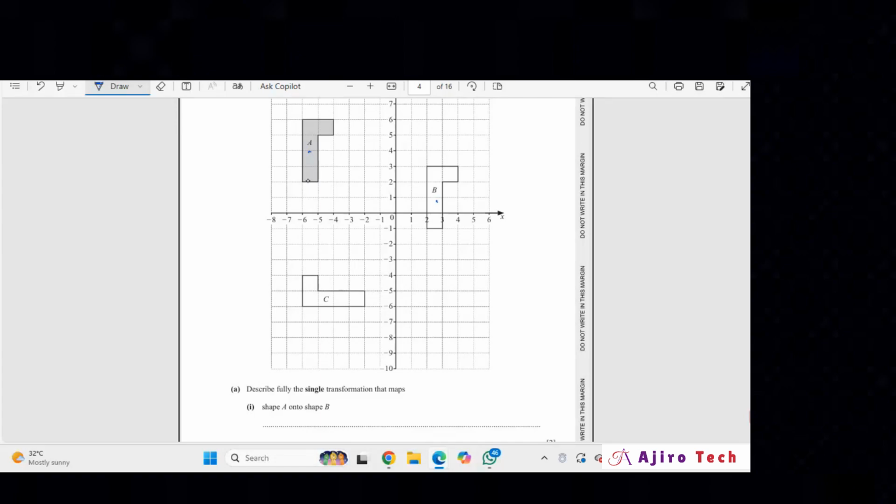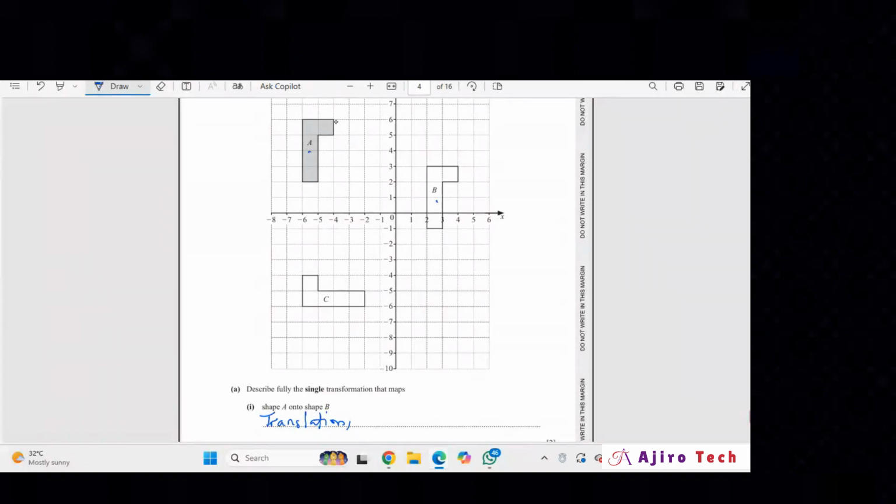Since we have a translation, the first thing they say we should describe is what it is. The first one is translation. So you have to write by saying it is a translation. Writing this translation alone, you have gotten a mark. So it's very important. Then you need to describe how it translates.